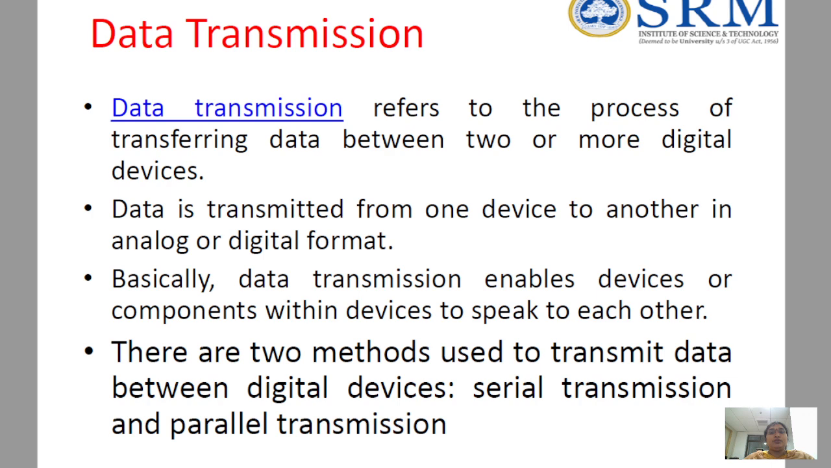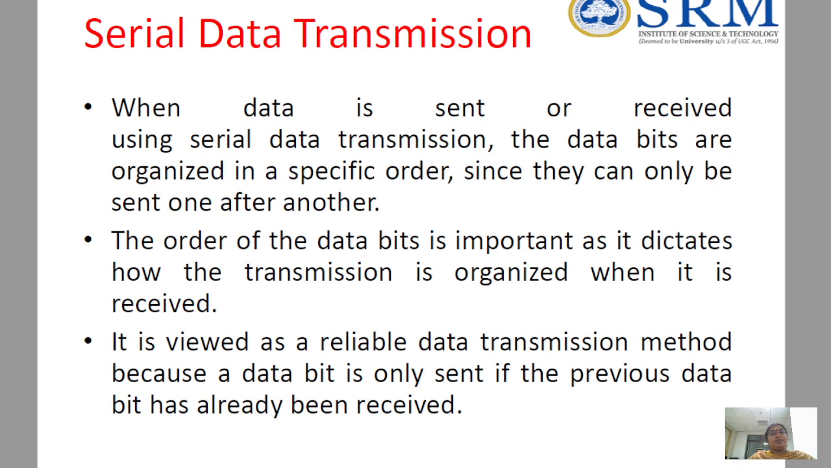There are two methods to transmit the data between the devices. They are serial transmission and parallel transmission. First, we are going to see about the serial data transmission. So what is a serial data transmission about? When data is sent or received using serial data transmission, the data bits are organized in a specific order since they can only be sent one after the other.